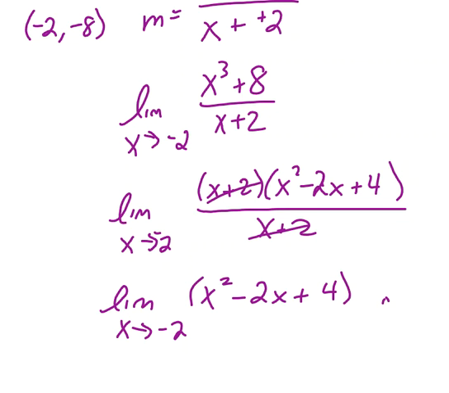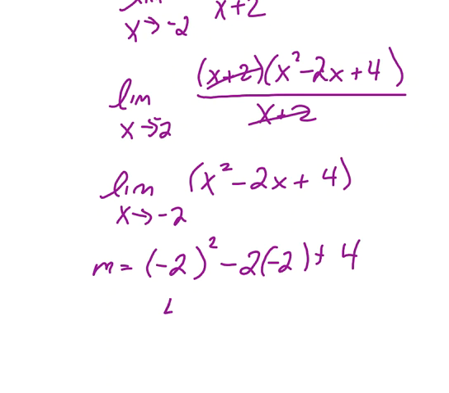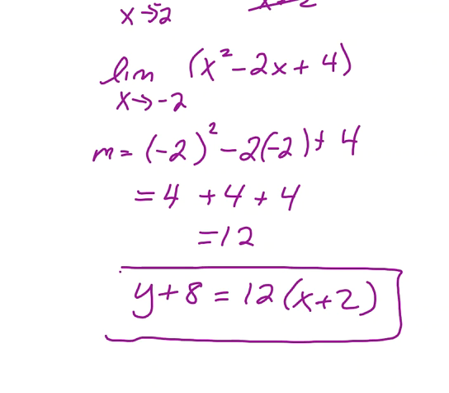Now I can do a direct substitution because I don't have any divide by 0 problems anymore. And I get m is equal to negative 2 squared minus 2 times negative 2 plus 4. I get 4 plus 4 plus 4, which is 12. Now my line will be y plus 8 is 12 times the quantity x plus 2.